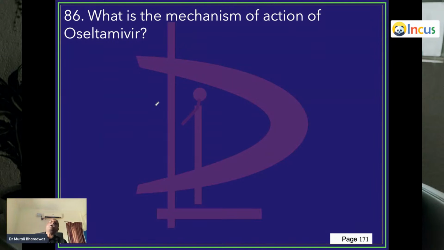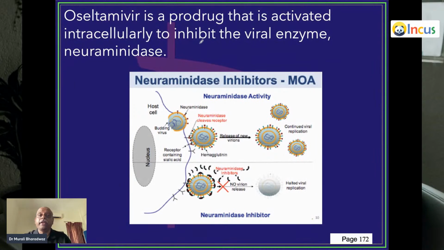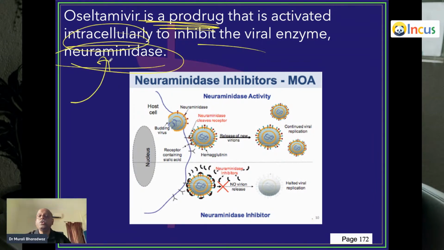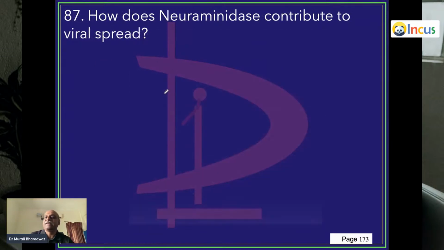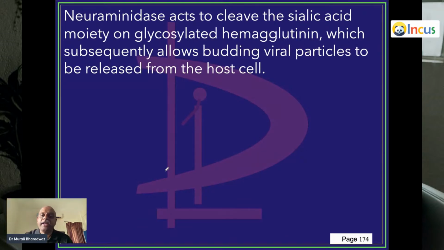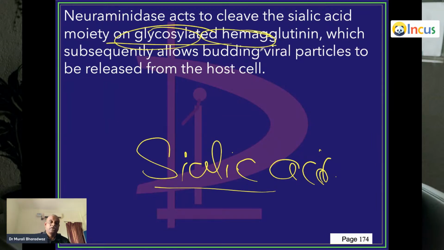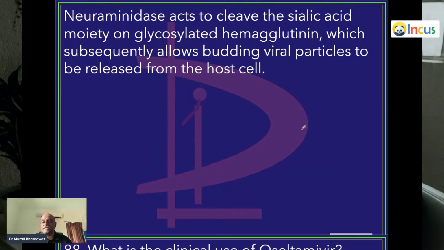Now, oseltamivir, zanamivir, you need to be very sure. Oseltamivir is a prodrug. It goes inside, gets activated intracellularly, and then inhibits neuraminidase, which is what you need to remember. So what is the role of neuraminidase, doctor? It cleaves the sialic acid moiety on the glycosylated hemagglutinin, which allows the budding viral particles to be released from the host cell.